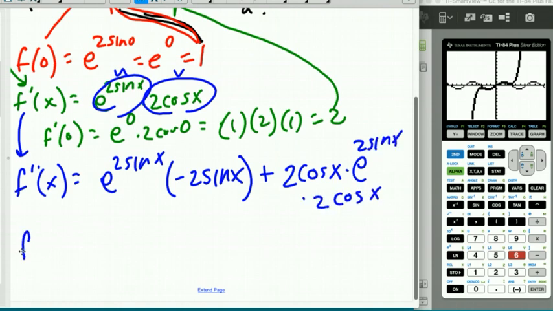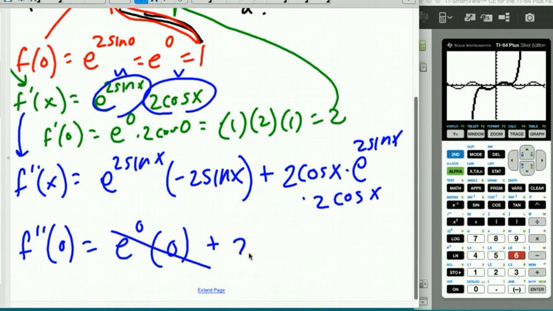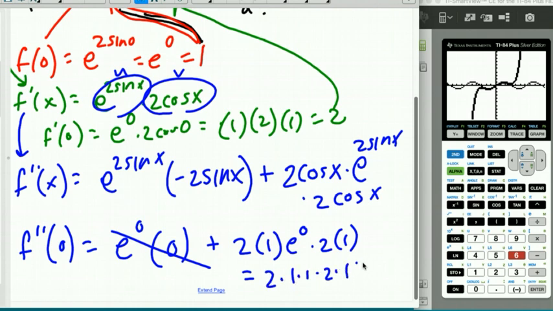So when I plug in for f double prime of 0, I'm going to get e to the 0 times a bunch of zeros, so that's gone, plus this is a 2 times a 1 times an e to the 0 times a 2 times a 1. So I'm pretty sure I get 2 times 1 times 1 times 2 times 1, which is just a 4. So I get a 4 for this thing.